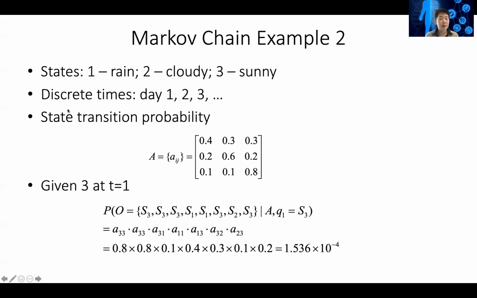Another example for the states: we have rain, cloudy, and sunny days. This is weather, and the discrete time is day 1, 2, 3, 4. And we have the following transition probabilities.